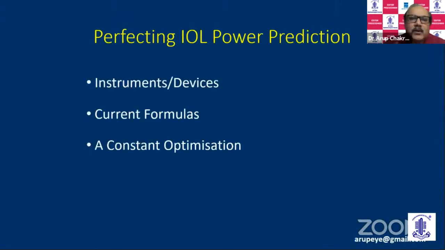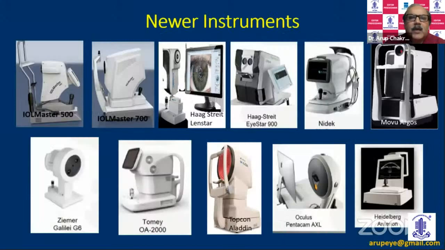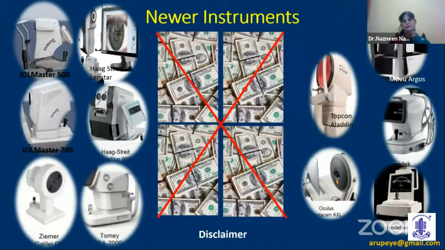So we had newer, more sophisticated instruments coming into the market, which were able to measure the dimensions in a much more accurate and precise manner, in addition to giving more biometric parameters. And the older formulas have changed their version, they have been updated, and the new formulas came. And we have, again, understood the full significance of A constant optimization. And all these will be covered in the subsequent topics. A couple of the newer instruments will be discussed during the course of this presentation, and we have no financial interest.